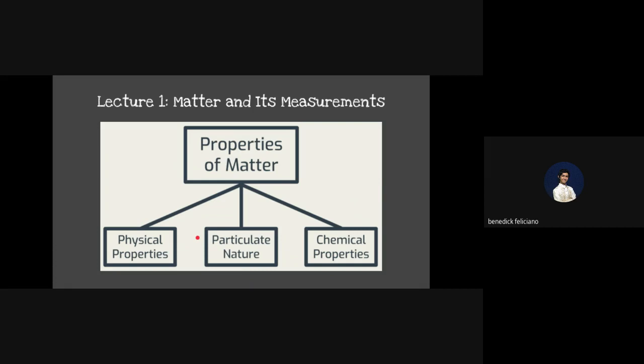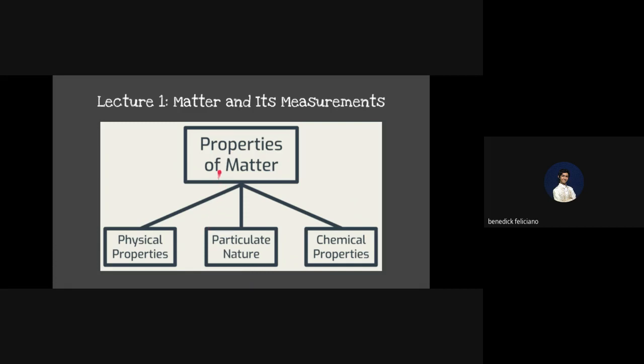For example, density. No matter how much water you put in it, the density of water still has 1,000 kilograms per cubic meter. On the other hand, extensive properties are properties that will change depending on the amount of matter. For example, mass. When we add more clay on one clay, it will have more mass. It will have more weight, meaning it is an extensive property.